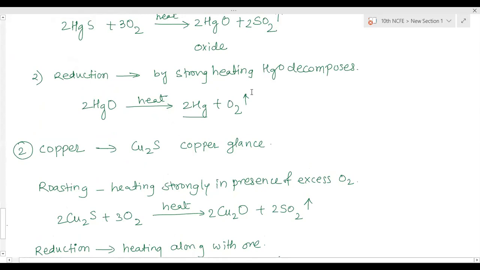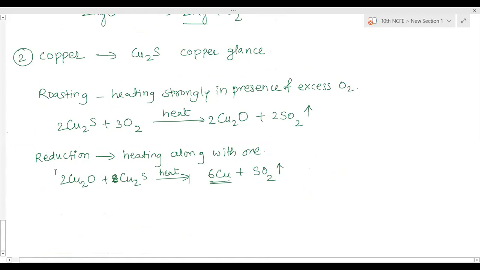Second reaction, a mixture of cuprous oxide and cuprous sulfide is heated. What will happen? You have to explain with example, with equation. Aluminium is reacted with manganese dioxide. Ferric oxide is reduced with aluminium. Zinc carbonate undergoes calcination. So these are the 5 reactions asked for 5 marks.